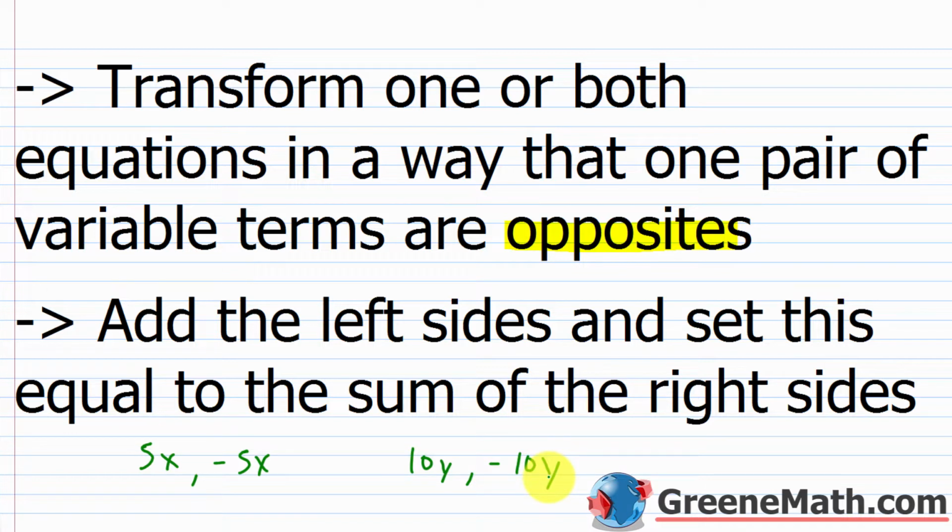Now, on the easier problems, this is given to you. You start out that way. On the harder problems, you've got to transform one of the equations or both of them, and we'll see some examples of that. Now, once this is done, this is where your addition property of equality is going to come into play. You're going to add the left sides and set this equal to the sum of the right sides. And this will make more sense once we get into the example.